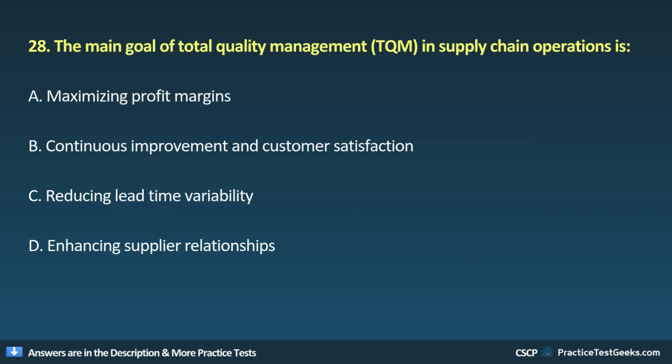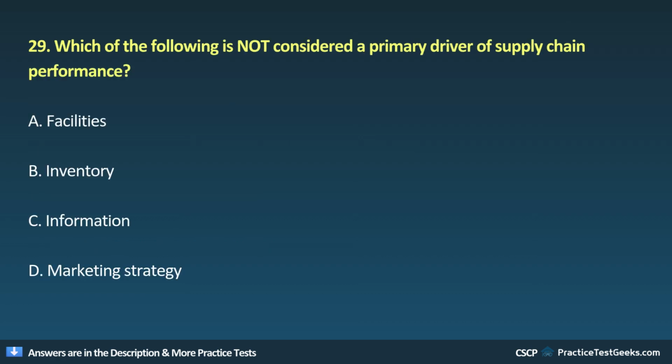28. The main goal of total quality management, TQM, in supply chain operations is A. Maximizing profit margins. B. Continuous improvement and customer satisfaction. C. Reducing lead time variability. D. Enhancing supplier relationships.